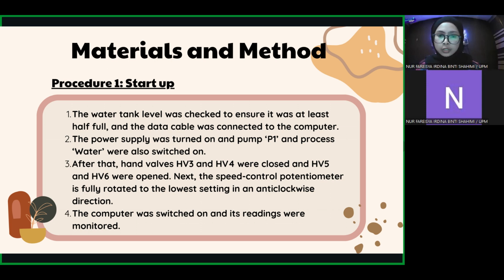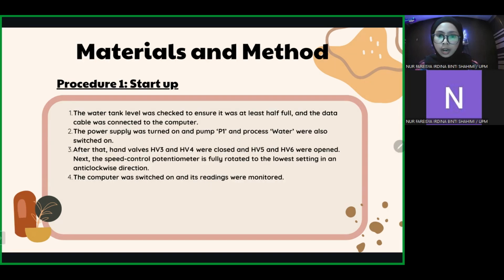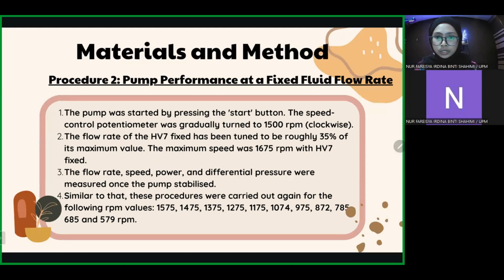After that, we need to make sure that the HB3 and HB4 valves are closed while the HB5 and HB6 valves are open. Next, the speed control potentiometer is fully rotated to the lowest setting in the anti-clockwise direction. The computer needs to be switched on and the readings monitored. Next, we move to procedure 2, which is pump performance at fixed loop flow rate.